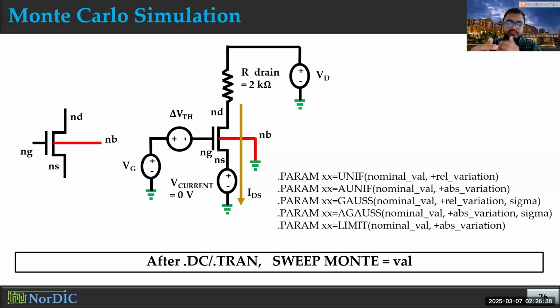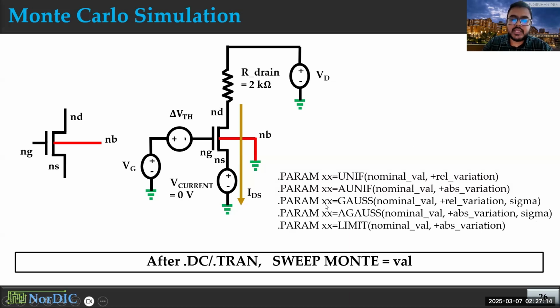The difference between the Gaussian and absolute Gaussian is that in the Gaussian function, you can define the standard deviation, or the sigma value, relatively, like in percentage. And in the absolute Gaussian function, you can mention the absolute value of the standard deviation or the sigma. And then you see this sigma variable here at the end, where you can mention how many sigma you want from the distribution, 1, 2, or 3 sigma. So as I mentioned, we run a 3 sigma simulation, so we mention 3 here in this sigma command.